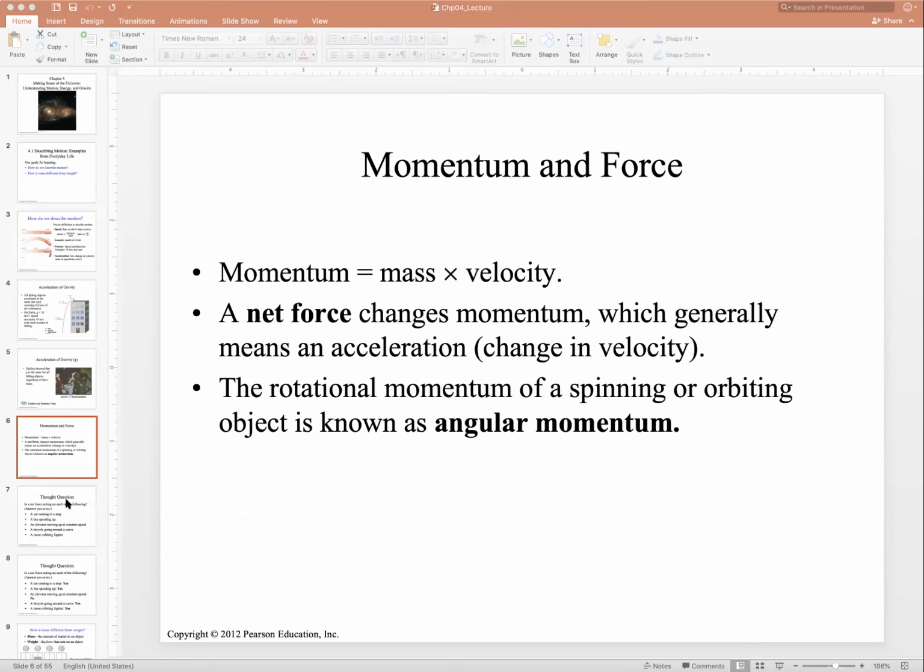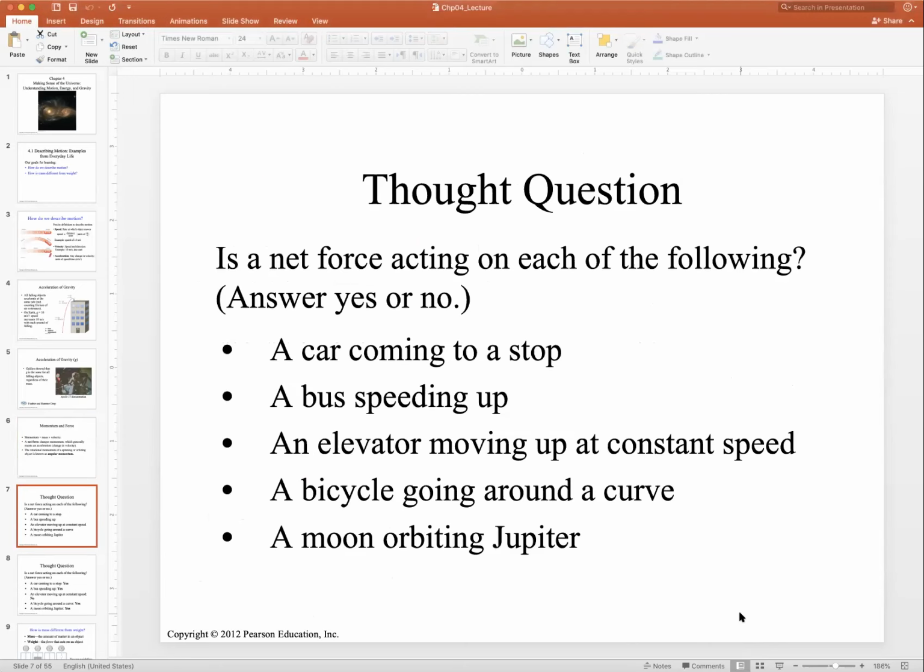So, is there a net force acting on each of the following objects? Answer yes or no. A car coming to a stop. When it's moving, it has a velocity. When it's stopped, it doesn't have a velocity. Change of velocity is acceleration, right? If you have an acceleration, you have a force. A bus speeding up, velocity is increasing, so you have an acceleration, you have a force.